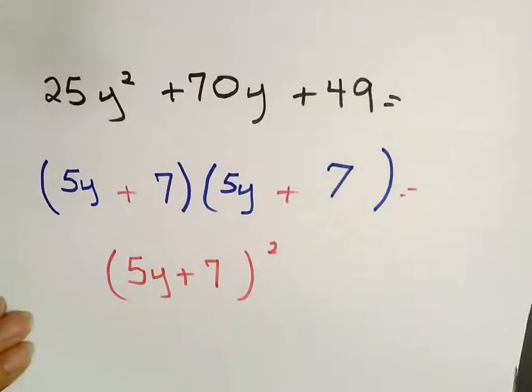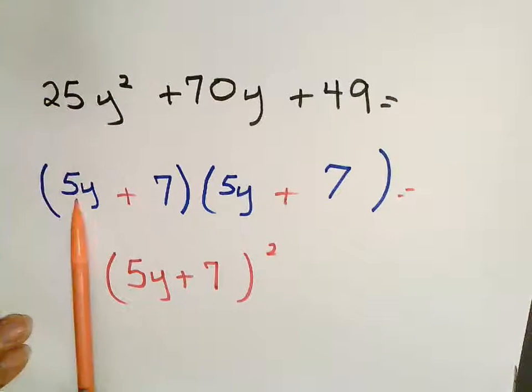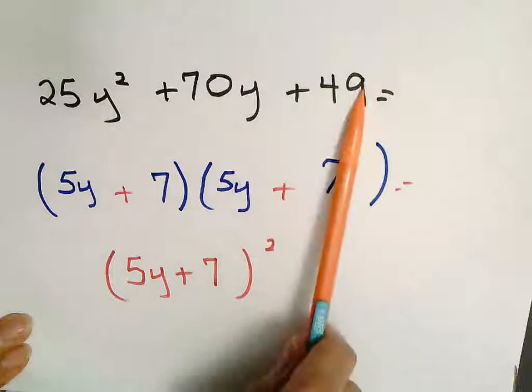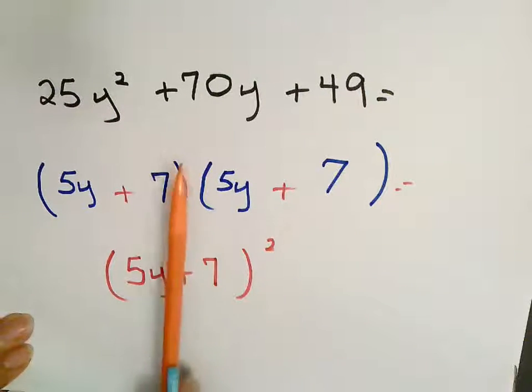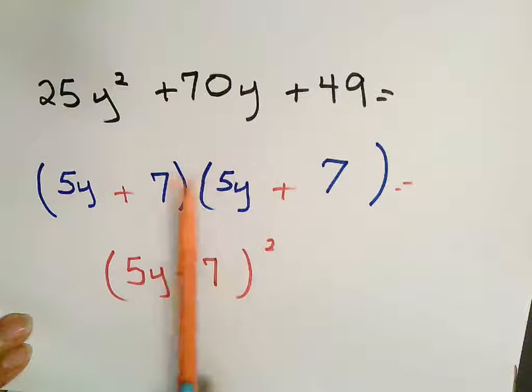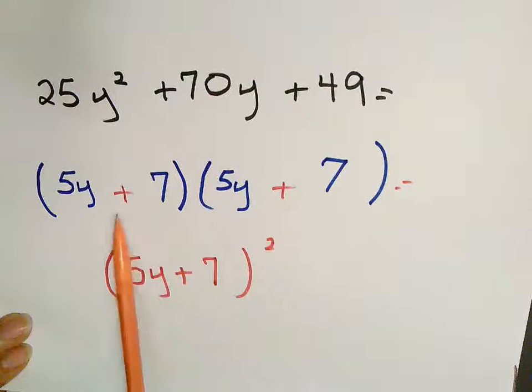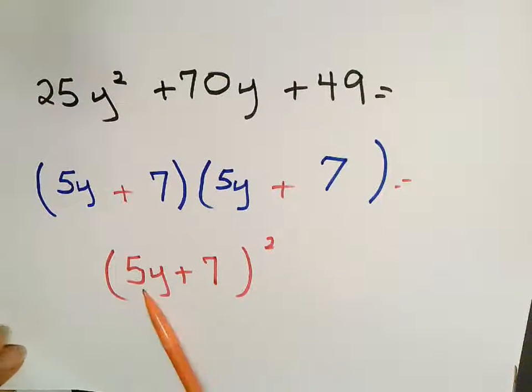And then when we factor, again, the square root of 25, 5. The square root of y squared, y. The square root of 49, 7. And since we have determined that this is a perfect square trinomial, both these signs have to be positive, and we have two identical binomials. So now we have the binomial squared.